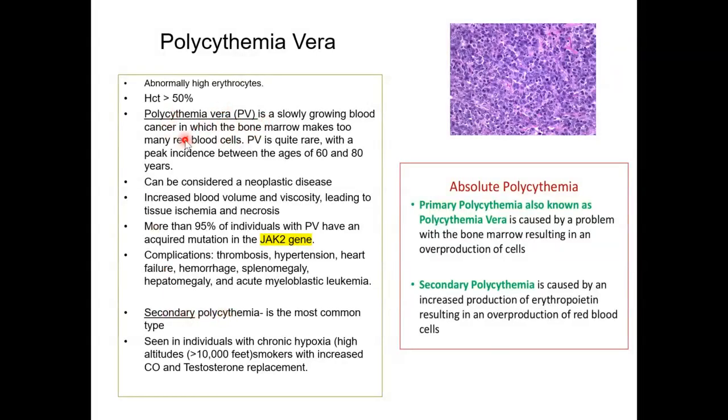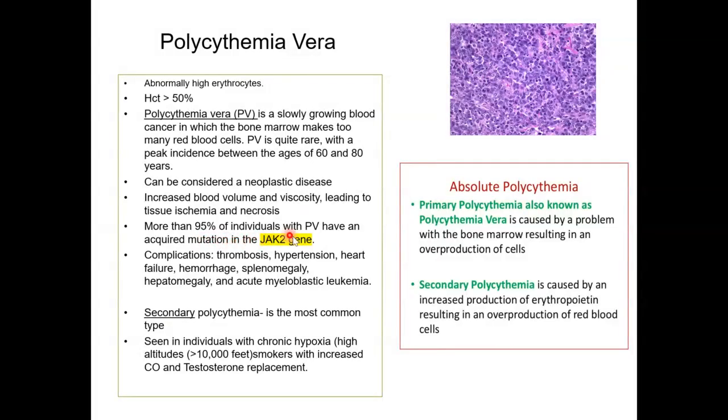Polycythemia vera is a slowly growing blood cancer in which the bone marrow just makes too many red blood cells. It's quite rare, with a peak incidence between the ages of 60 and 80. It can be considered a neoplastic disease, which is cancer. Increased blood volume and viscosity lead to tissue ischemia and necrosis. So again, with all these red blood cells, the blood becomes very thick and viscous, and it gets stuck in the vessels. They're not sickle cell shaped or abnormal shapes. There's just too many of them.